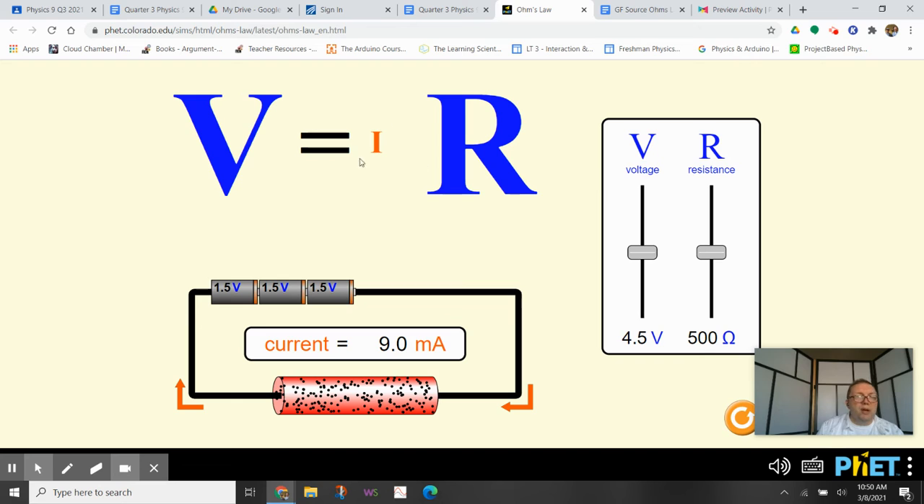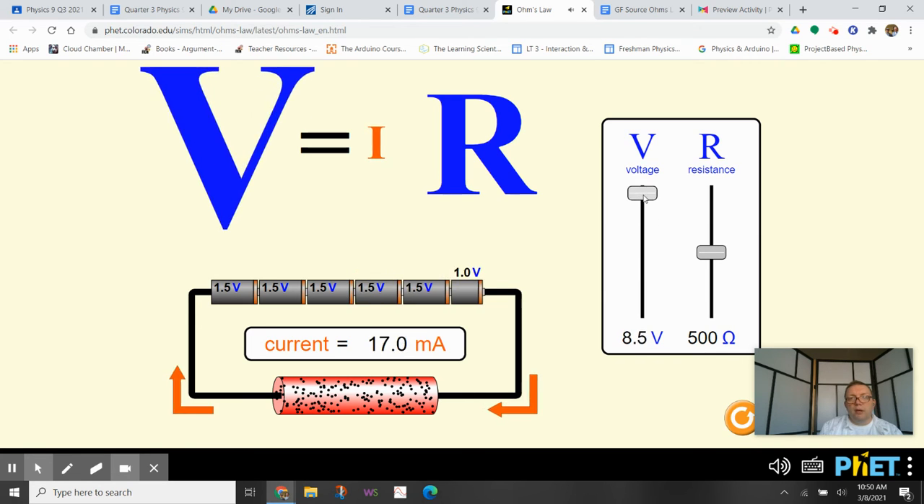If you look at the current, right now the potential difference is 4.5. That's like the potential difference motivating charges to go through this device, through this resistor. If I take the 4.5 and double it to 9, well, then the current doubled and this I got bigger. If I take the resistance and drop it from 500 ohms down to 250, right?